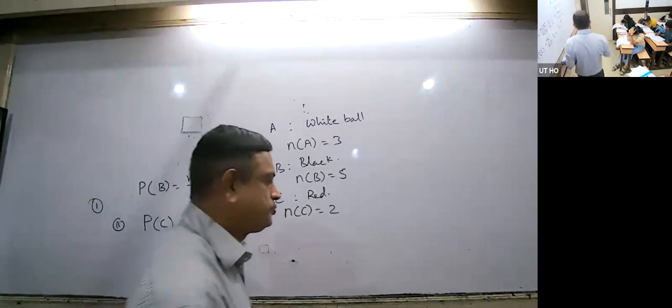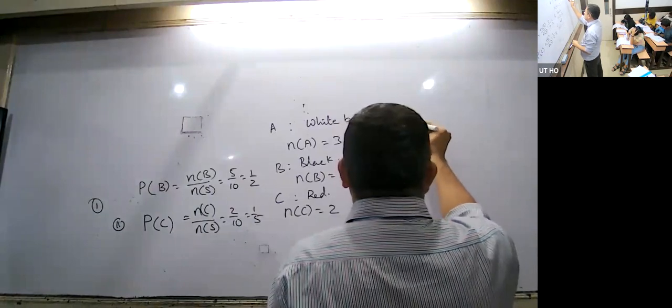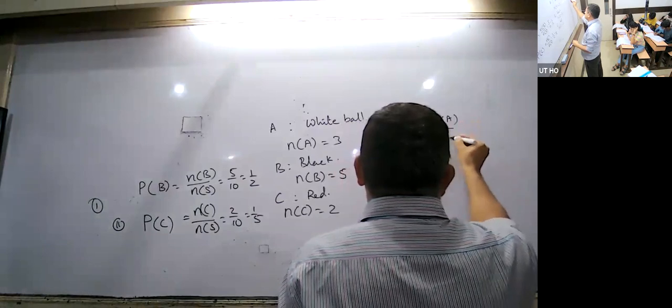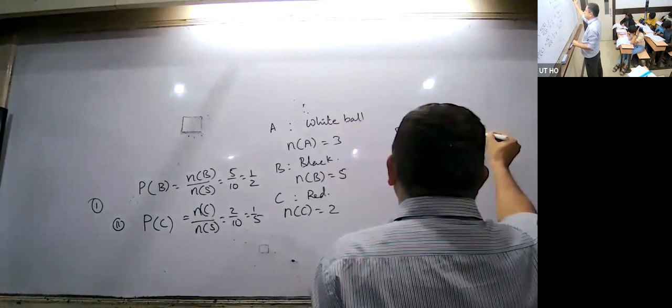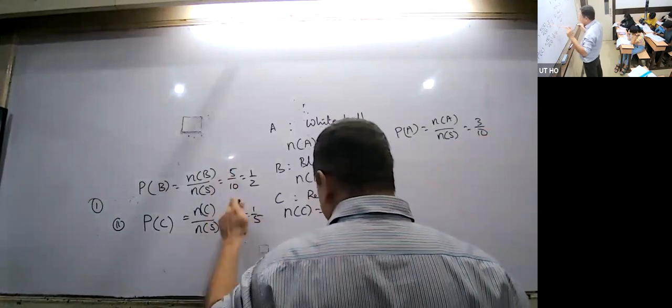Third one. What is the question? White ball. P of A is equal to n of A divided by n of S, that is 3 by 10. Okay. Even decimals also you can write, 0.5, 0.2.